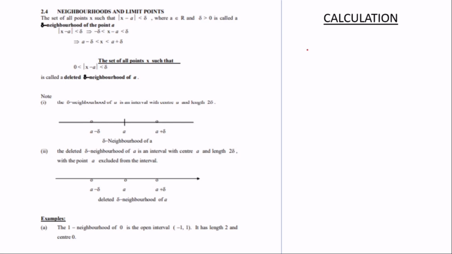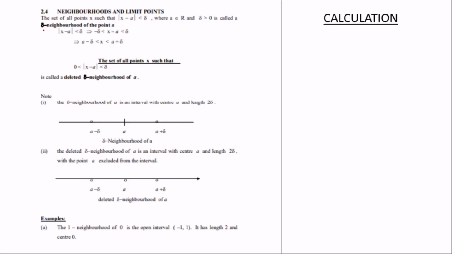You know, neighborhood and limit point. A neighborhood is the area in which you live, so you are inclusive, right? Which makes you a member of the neighborhood, right? So the set of all points x such that the absolute value of x minus a is less than sigma, where a is a subset of real numbers, but sigma should be greater than 0, is called the sigma neighborhood of the point a.